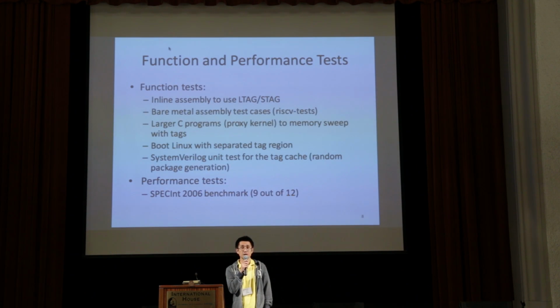To test the functions of the tag support, we have chosen a lot of ways to try to find bugs, and currently there may still be bugs. One way we do it: we add some header files to put the instructions into inline assembly code, so we can use this inline assembly code as C functions. Therefore, we can write C programs to test the tag cache. We also reuse the RISC-V test repos to do bare metal tests. And we use a C program to do a memory sweep, a large-scale tag testing.